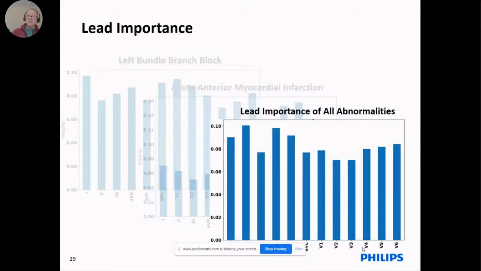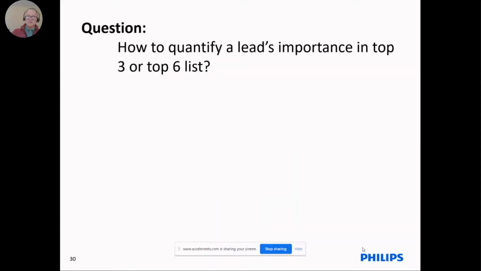But there's really a question of, is this really the best way to look at it? Because it depends on the prevalence of the abnormalities in our database. So they all get summed up by the prevalence. So some abnormalities are not really going to show up in this plot. So we would like to quantify the lead's importance based on the list for each abnormality. So what we're talking about here is, well, what leads appear in the top 3 list? What leads appear in the top 6 list?